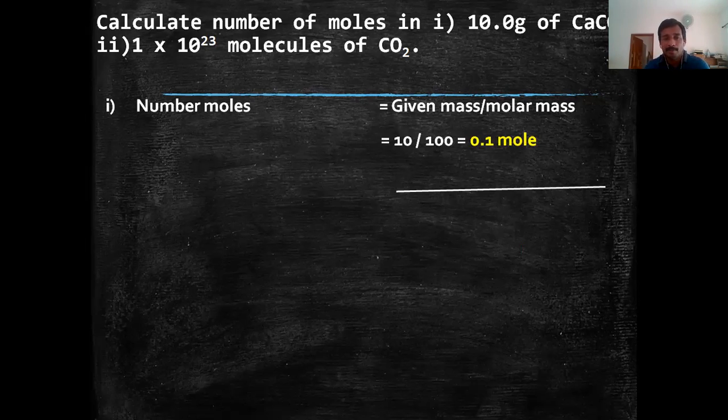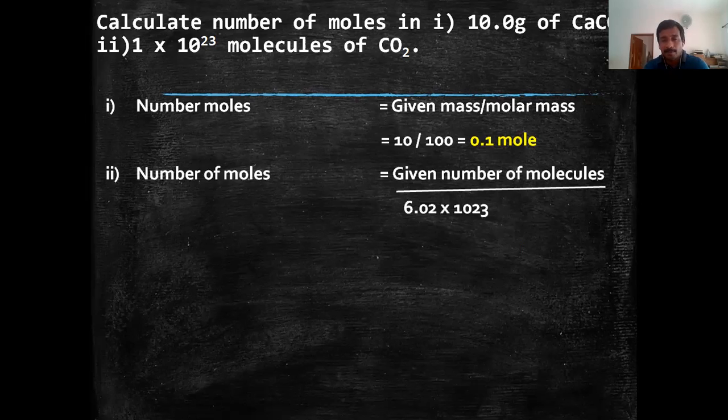The first one is very simple. The second question, number of molecules are given. 1 into 10 raised to 23 molecules of CO2. Then which equation can be used? Number of moles equals number of molecules divided by 6.02 into 10 raised to 23. It is the equation. Substitute the values. Given number of molecules 1 into 10 raised to 23 divided by 6.02 into 10 raised to 23.